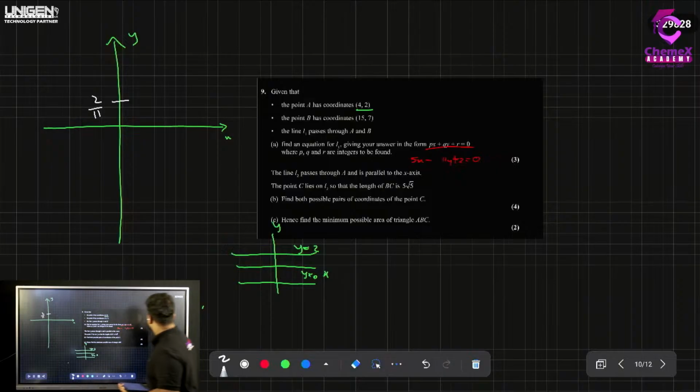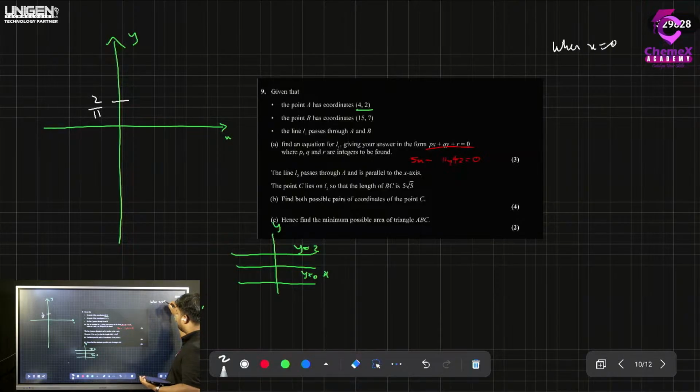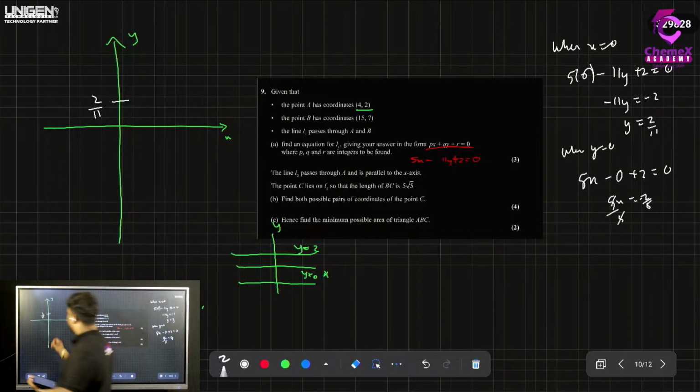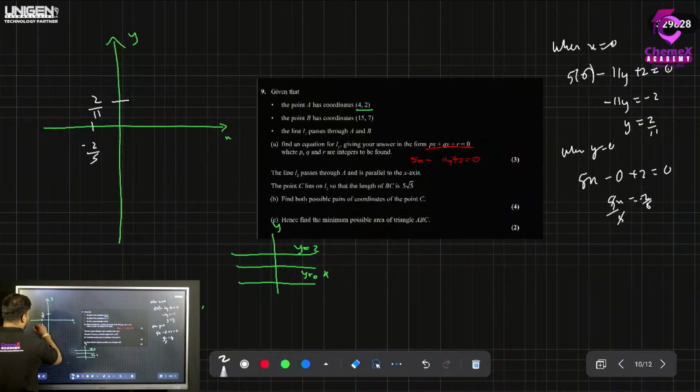I'm just trying to write it in the mx plus c format. When x is 0, 5 times 0 minus 11y plus 2 equals 0. So it's going to be minus 11y equals minus 2, y equals 2 over 11. When y equals 0, 5x minus 0 plus 2 equals 0. So 5x equals minus 2, x equals minus 2 over 5. So minus 2 over 5 is somewhere here. Let me just draw a sketch to show the L2 line. This is the L1 line. Okay.